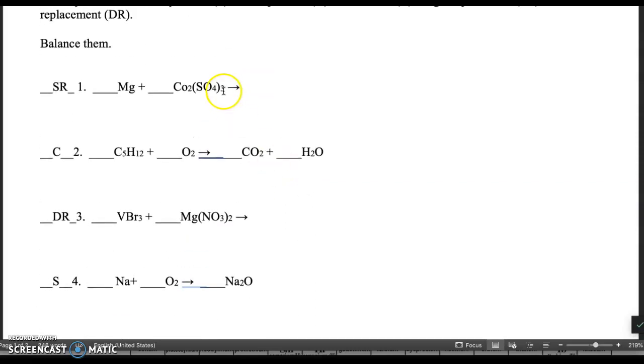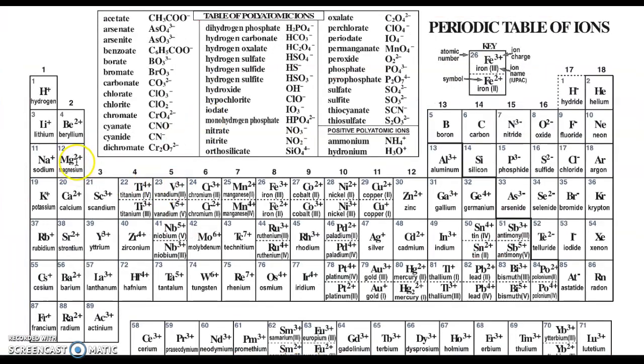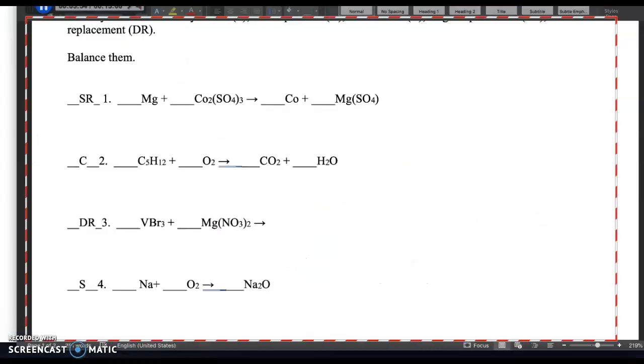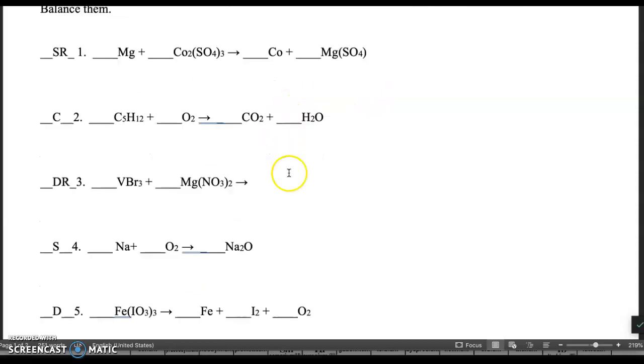Next, we got single replacement. So realizing that cobalt and magnesium are going to switch spots. So cobalt is going here. Mg is going here. Now, based off of this, this is actually what I'm going to end up with as my final product. But it's because Mg is a +2 and sulfate, SO4, is a -2. So the like charges cancel, giving me MgSO4.